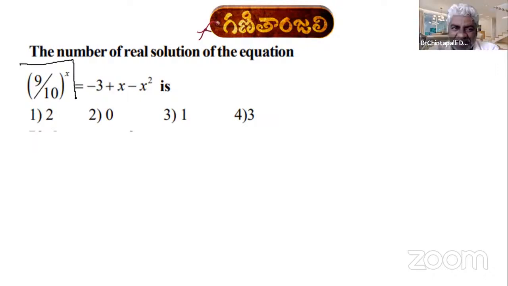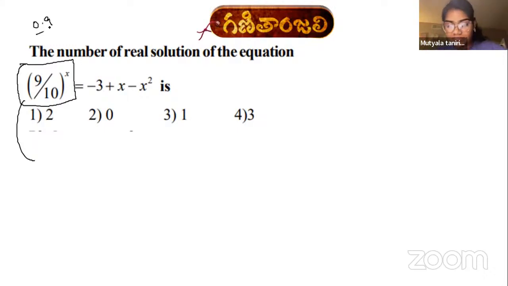Now come to the point. What about the left hand side? Very good, Bunny. Your answer is right. What is 9 by 10 whole power x? Is it positive? We know 9 by 10 is positive. Its value is 0.9. So for whatever value of x, is it positive or negative? Always positive.